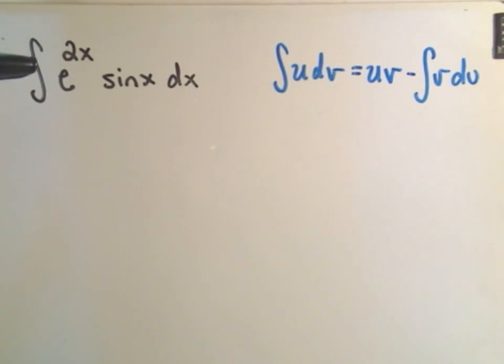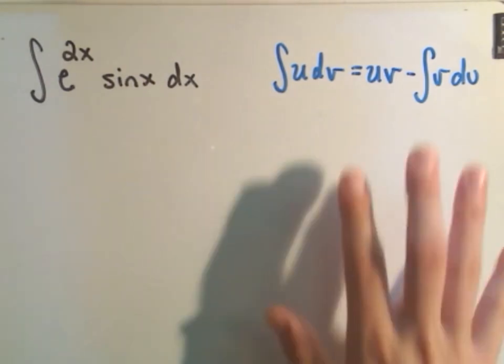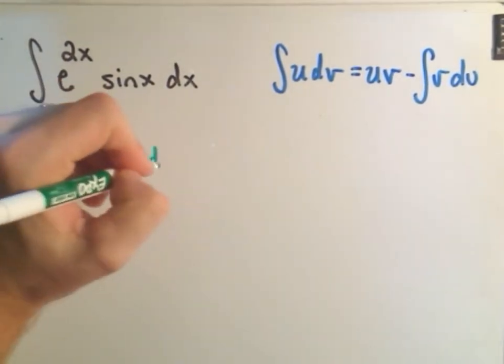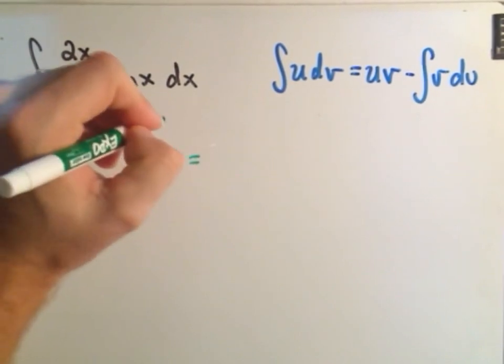So here we're going to integrate e to the 2x times sine x dx. Again, I just wrote the integration by parts formula over here on the right. The integral of u dv equals uv minus the integral of v du. Alright, in this case we have to pick u. From that we'll get du. We've got to pick dv. From that we'll get v.